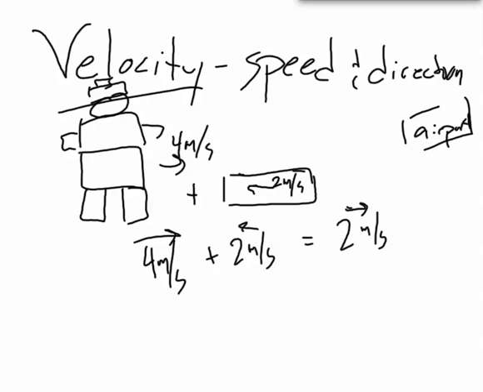So you can add velocity. Why'd you put a plus sign? Because we're adding them. You're adding the negative. So 4 meters per second that way, 2 meters per second that way, and you end up with 2 meters per second that way.